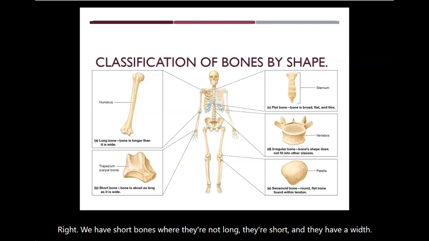And then we have short bones, where they're not long, they're short and they have a width. For example, the trapezium, it's a carpal bone, right? It's a short bone, and it's one of the bones here that make up this part of the hand.